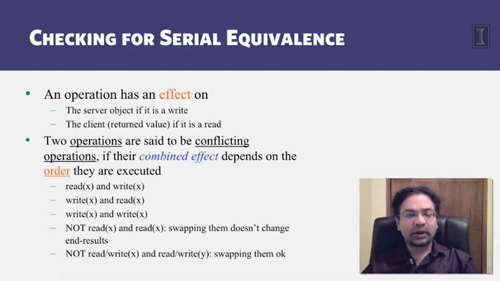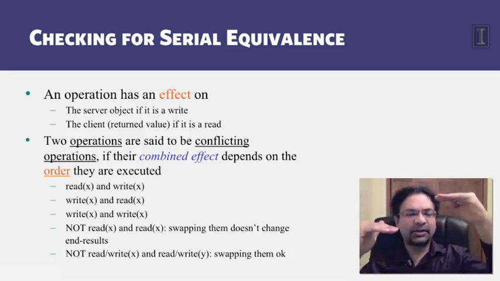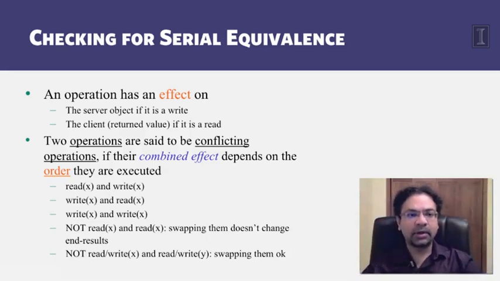However, two reads on the same object are not conflicting because, as long as these are the only two operations we're talking about, the order in which they occur, whether the second read comes before the first read or the first read comes before the second read, doesn't really matter. The end result is the same. The individual clients will get the same read value. Okay, so swapping them doesn't really make a difference, and so they are not conflicting operations.